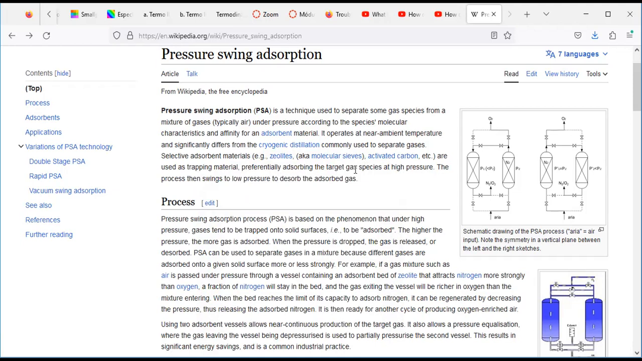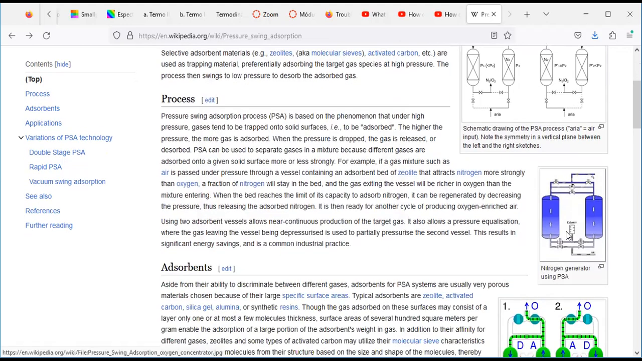Preferentially absorbing the target gas species at high pressure. The process then swings to low pressure to dissolve the absorbed gas. Parece que, como lo indica aquí, en alta presión absorbe el gas que se busca absorber, el producto que se desea absorber. Y luego cuando se gira el proceso a baja presión, lo desorbe o desabsorbe y permite la salida del gas que uno desea recuperar. En fin, esto se encuentra en Wikipedia.